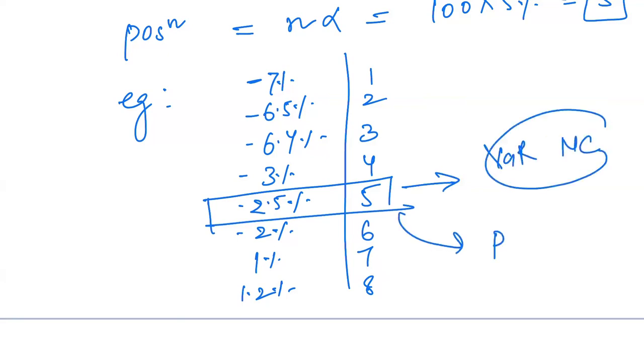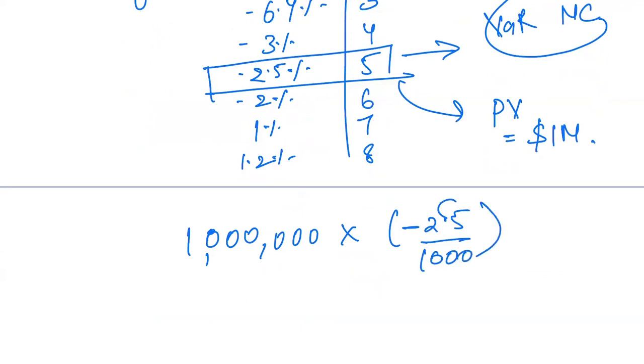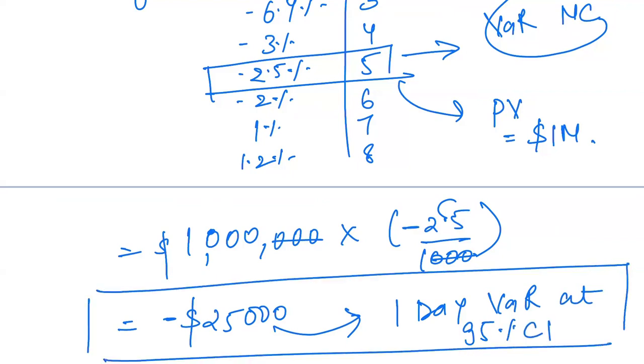Now you multiply this with your portfolio value. Let's say we have a $1 million portfolio. So $1 million into negative 2.5%. We can take the decimal out, and this is nothing but negative $25,000. So this is our 1 day value at risk at 95% confidence interval. I hope you understood how we calculated value at risk using the Monte Carlo method.